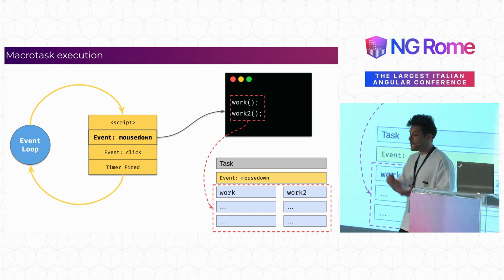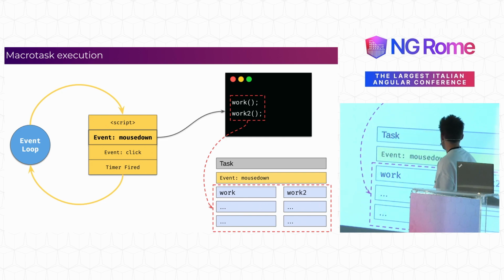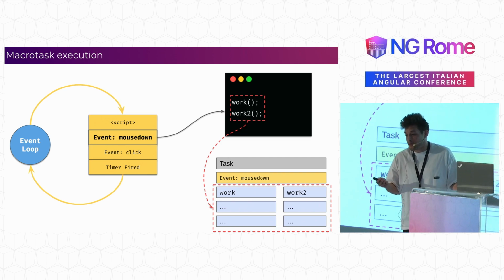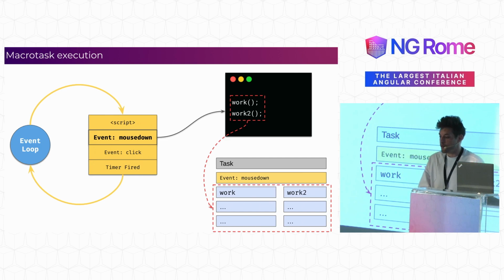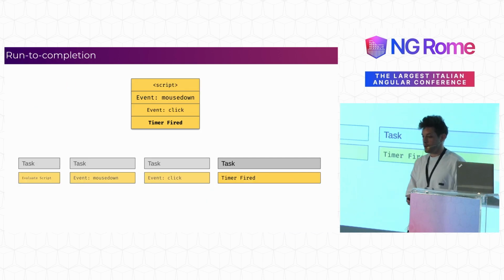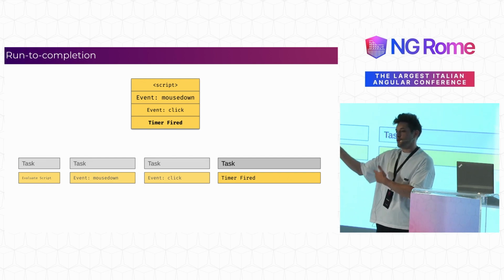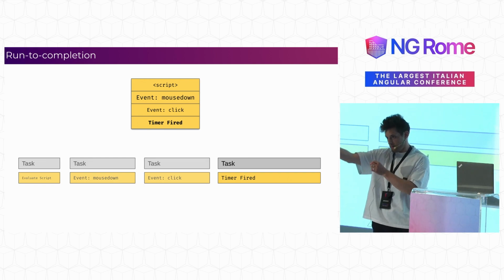So this is the stack. First we execute work and work 2. So you can see here the task is getting executed, and before it can execute the click event, even though the browser knows already it has to execute it, it cannot do it before. On click we do something on click, of course. That's what we are intended to do. But then we just schedule our work, as we did before, into the future. And this is like huge work.